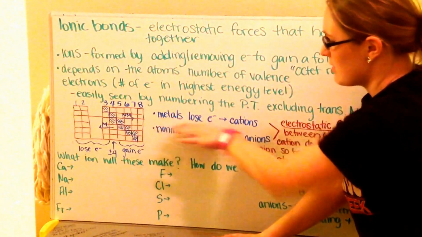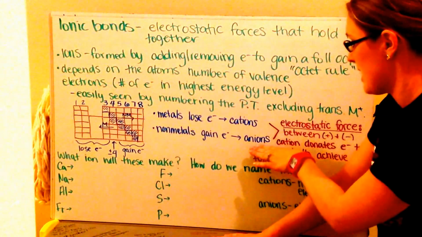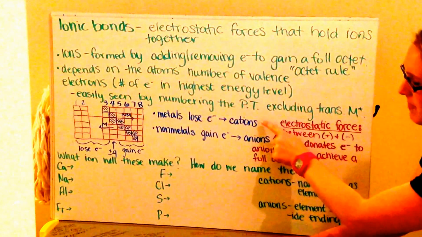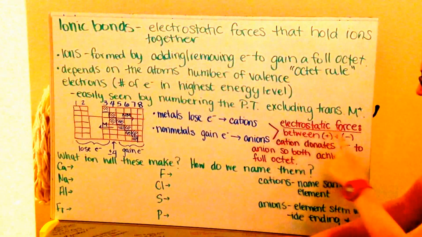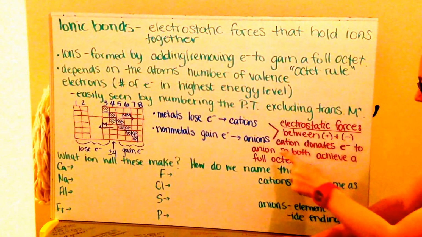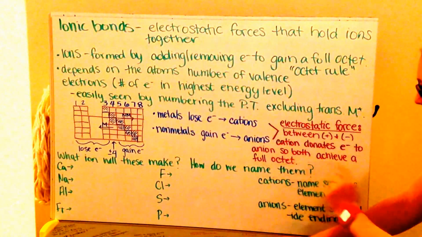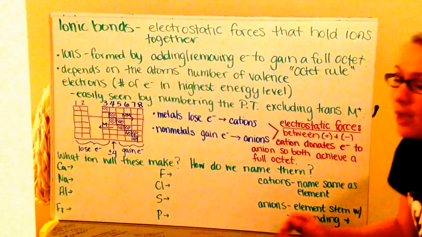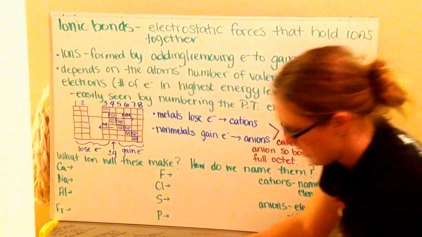So remember that metals lose electrons to become cations, and nonmetals gain electrons to become anions. Because of my cations and anions, my positively charged parts and my negatively charged parts, an electrostatic force can occur between a positive and a negative atom. So my cation actually donates electrons to the anion so that both achieve a full octet, again fulfilling my octet rule. So let's practice what kind of ions will be made from these different atoms.